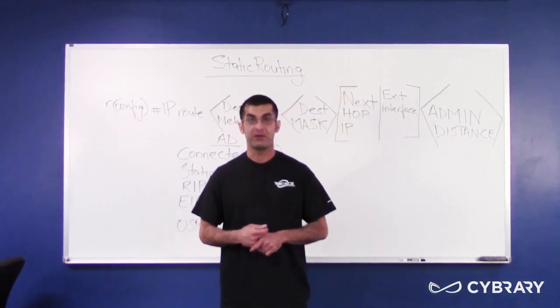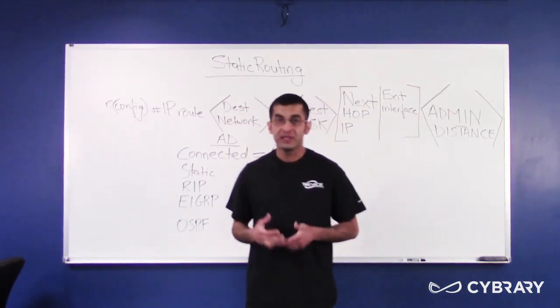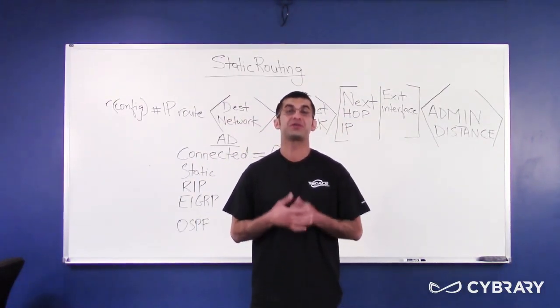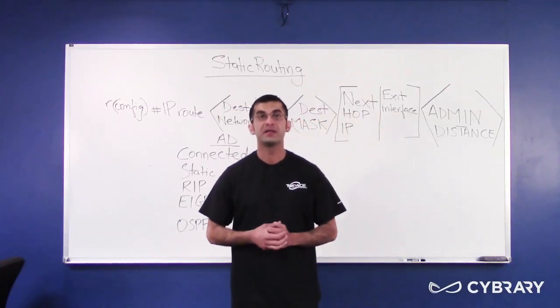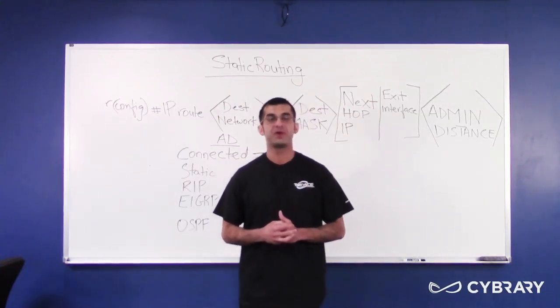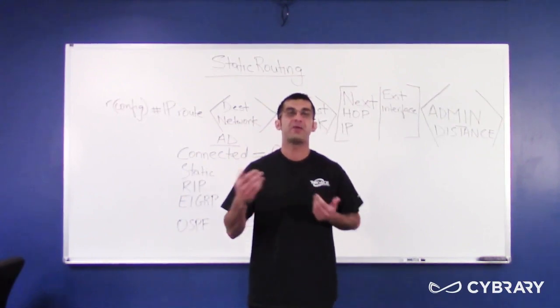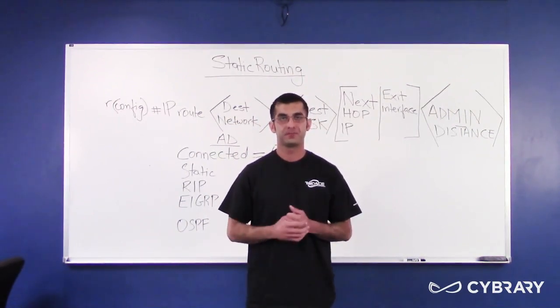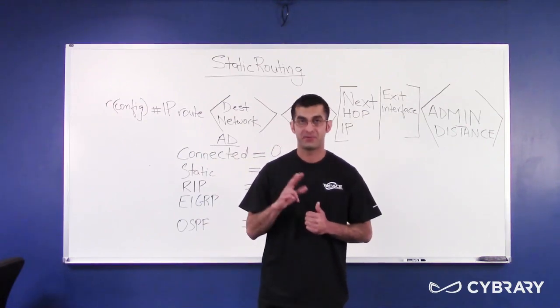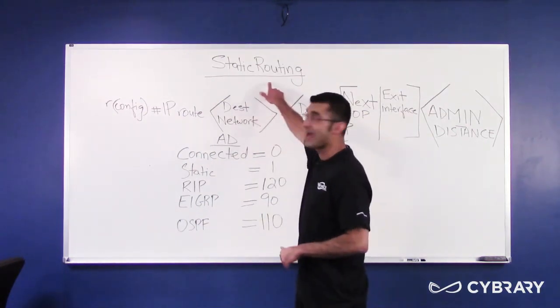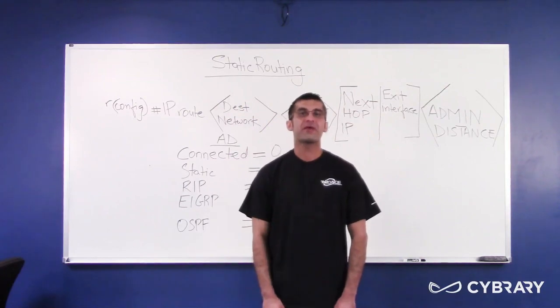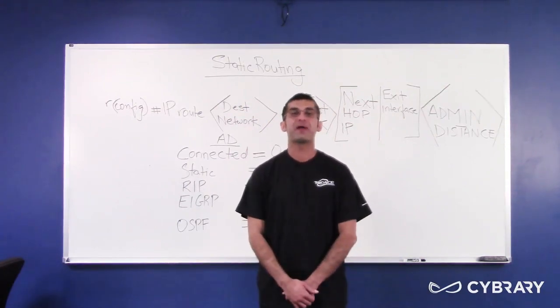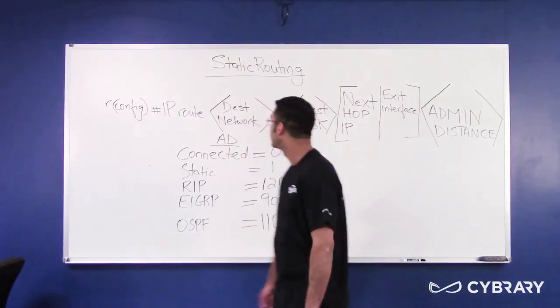One is called static routing, which is the process of manually entering routes to remote destinations in your routing table. And the other one is dynamic routing, which is when routers talk to each other and automatically share routes to remote destinations or remote networks. So the first topic between the two types of routing we're going to cover is static routing. Once again, static routing is the process where you manually enter routes into a routing table.